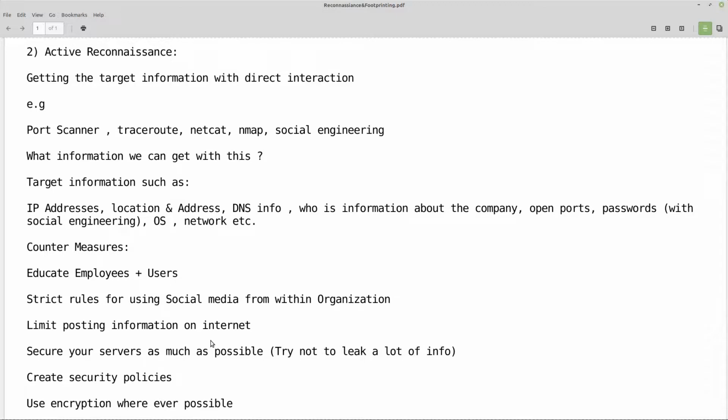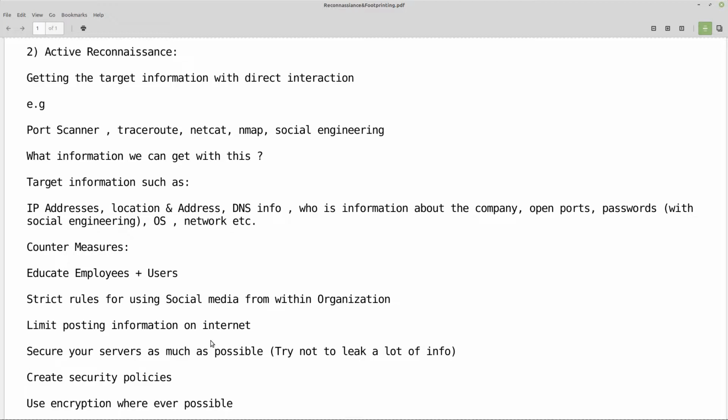Now about the countermeasures. The first and foremost step is to educate employees and users and explain what kind of attacks they can expect, what active and passive reconnaissance are, and how a stranger can get their information. Tell them not to leak any sensitive information if a stranger asks, and not to give their passwords and company information. Create strict rules for using social media from within the organization. That's very important because most people, when they use social media from their office, can post sensitive information, and once it is posted, you have no control over it.